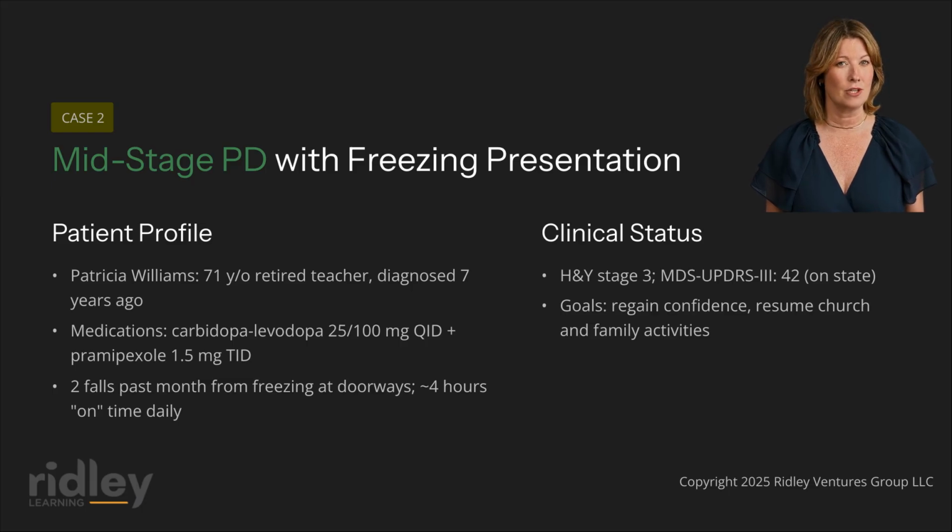Her husband provides supervision and assistance with outdoor mobility but works part-time and is not always available. She has noticed difficulty with meal preparation due to fatigue and motor impairment, and she is no longer driving due to concerns about safety. Prior to recent decline, she was active in her church community and enjoyed reading with her grandchildren. Her Hoehn and Yahr stage is 3, and her MDS-UPDRS-3 score is 42 during the on state. She expresses strong motivation to regain confidence and resume her previous activities.